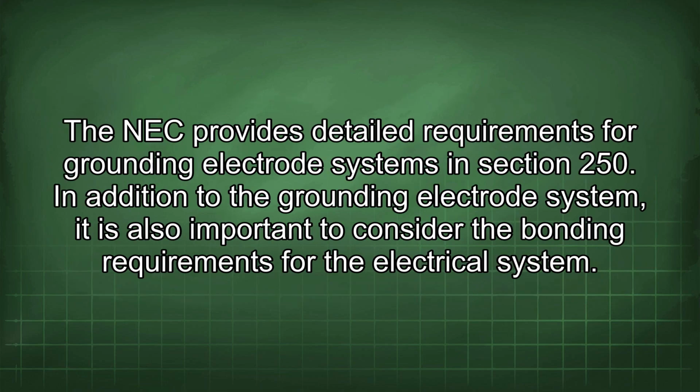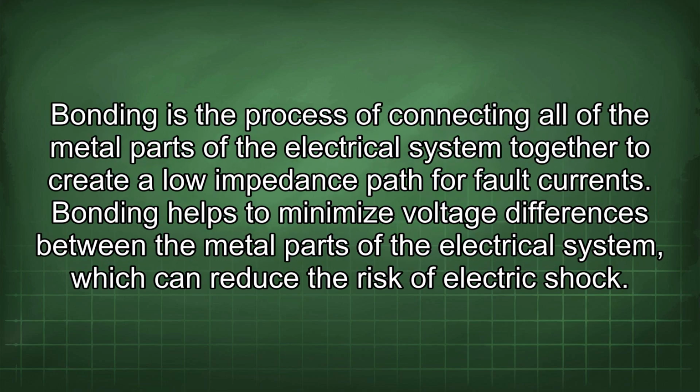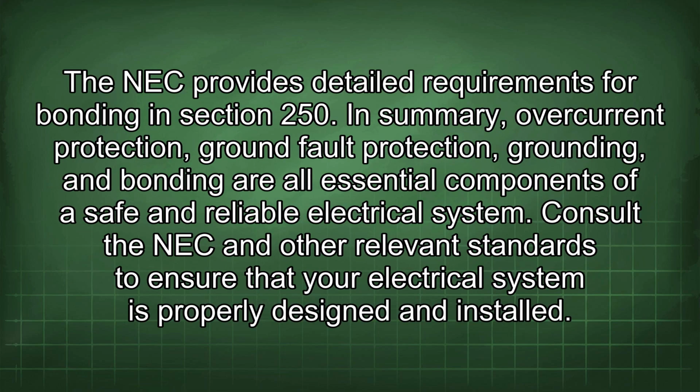The NEC provides detailed requirements for grounding electrode systems in section 250. In addition to the grounding electrode system, it is also important to consider the bonding requirements for the electrical system. Bonding is the process of connecting all of the metal parts of the electrical system together to create a low impedance path for fault currents. Bonding helps to minimize voltage differences between the metal parts of the electrical system, which can reduce the risk of electric shock. The NEC provides detailed requirements for bonding in section 250.